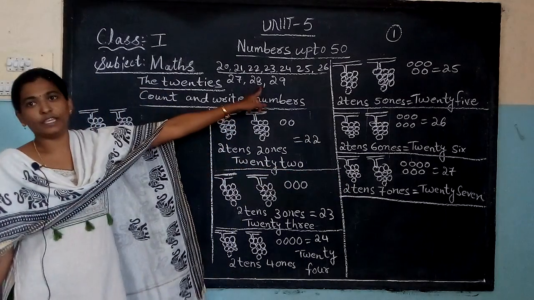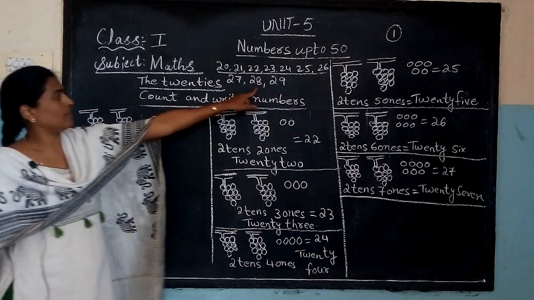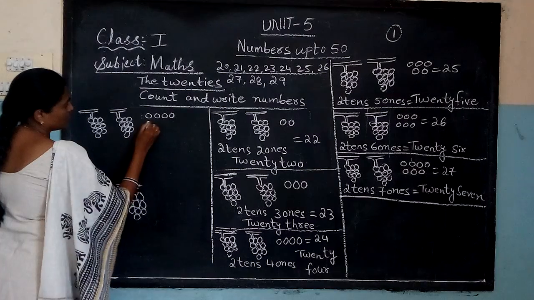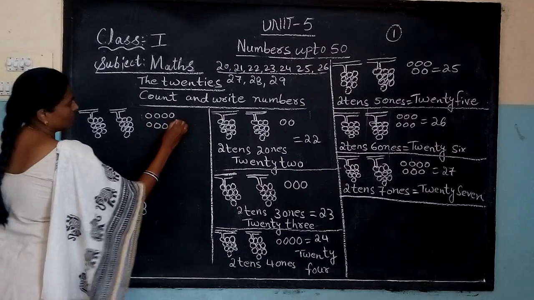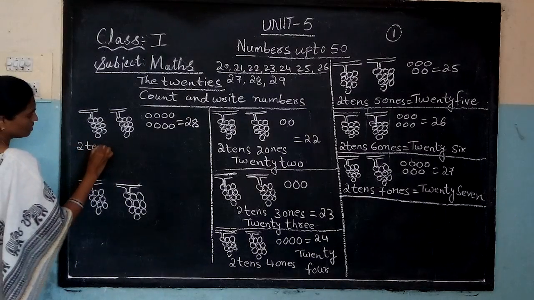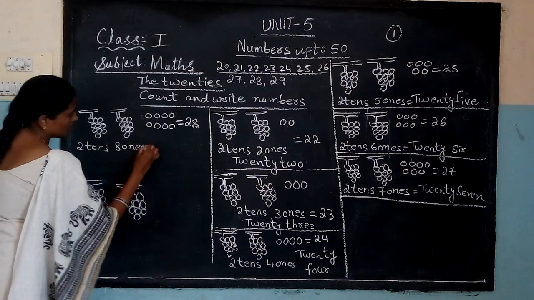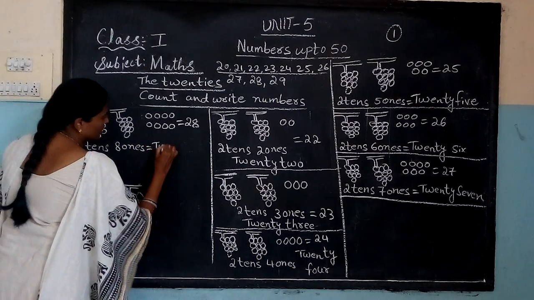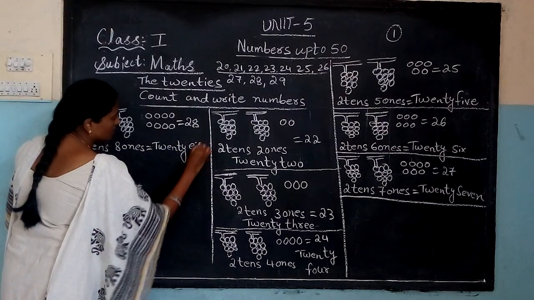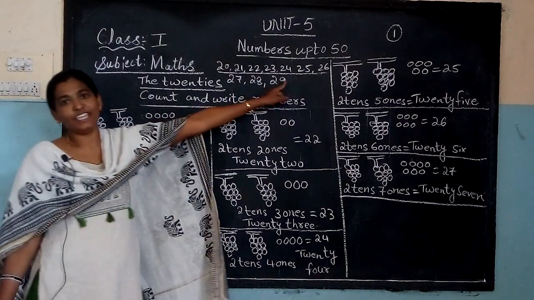Next number, 28. Already two bunches of grapes are there. How much do we add here? 8. Count 1, 2, 3, 4, 5, 6, 7, 8. What did it become? 28. 2 tens, 8 ones. Spell the number name of 28. TWENTY, 20. EIGHT, 28.